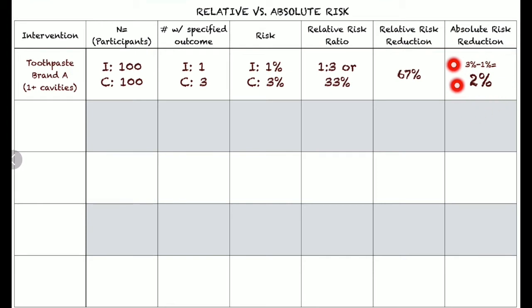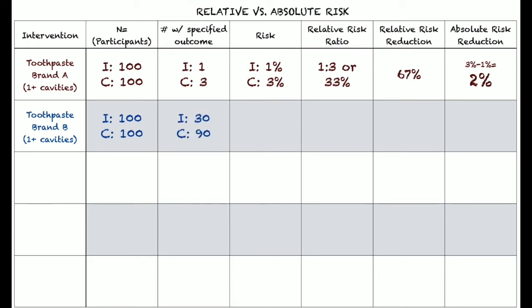So let's move on to another example so we can flesh this out a little bit. Let's say now we have toothpaste brand B, and again, we're looking for how many people got one or more cavities using toothpaste brand B. So again, we have 100 people in the intervention group, 100 people in the control group. Now, let's say in this example, 30 people who used the toothpaste got a cavity, but 90 people who did not use our toothpaste got a cavity.